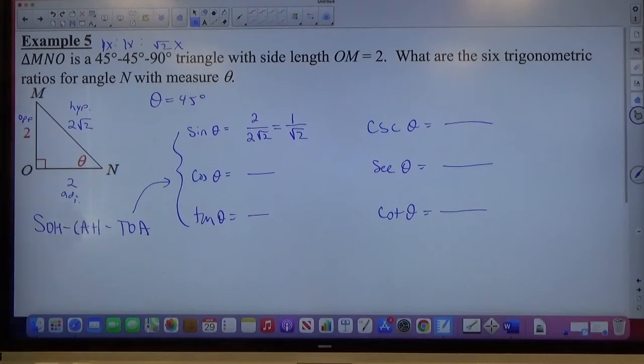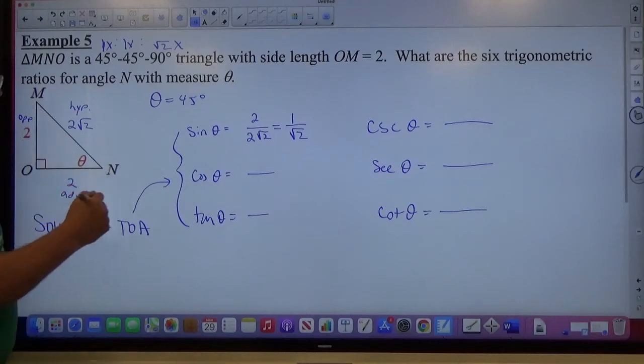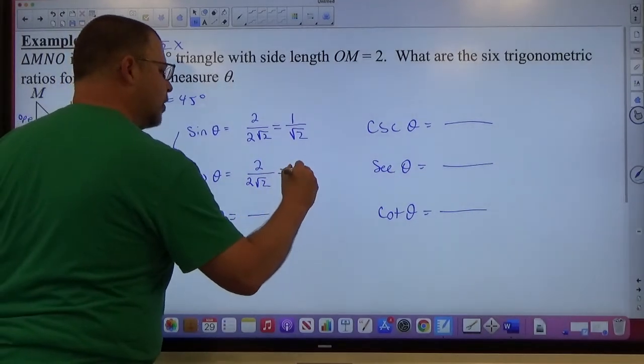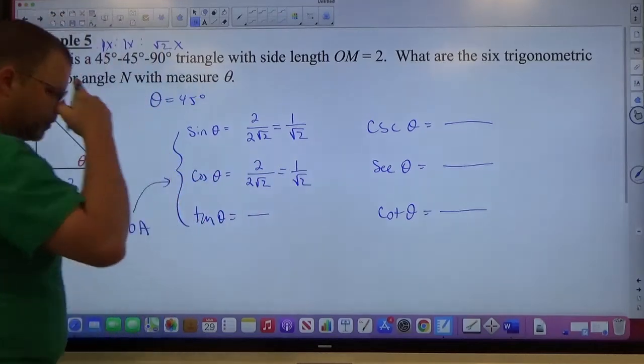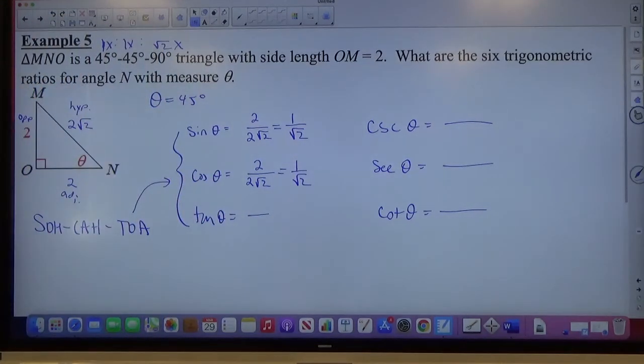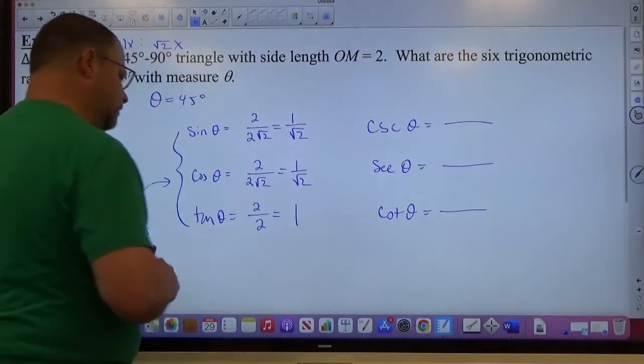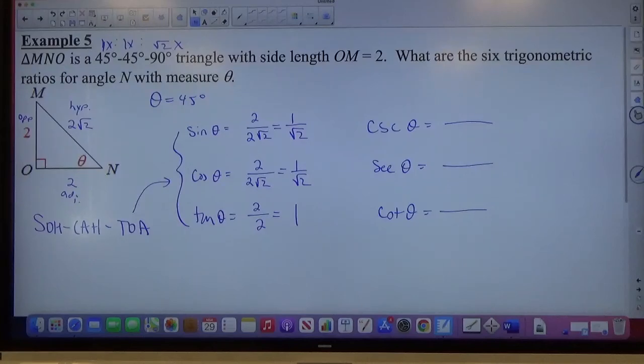All right. If I do cosine, cosine's adjacent over hypotenuse. Adjacent 2, hypotenuse 2 times the square root of 2. So it's the exact same thing. It's 2 over 2 times the square root of 2, which is still 1 over the square root of 2. And then we have tangent, which is opposite over adjacent. That's 2 over 2, which equals 1. Do not feel obligated to make everything a fraction. If it comes out to a whole number answer, feel free to let it be a whole number. That's fine. All right, so 2 over 2 equals 1.